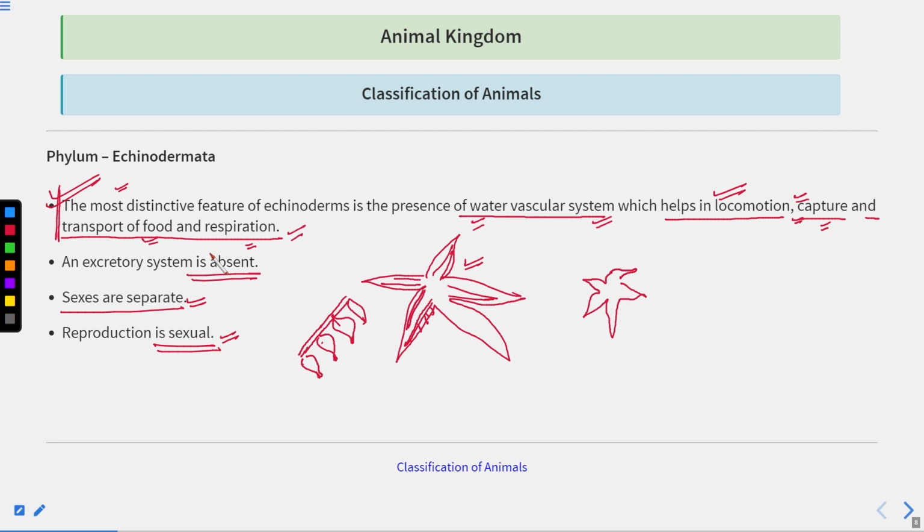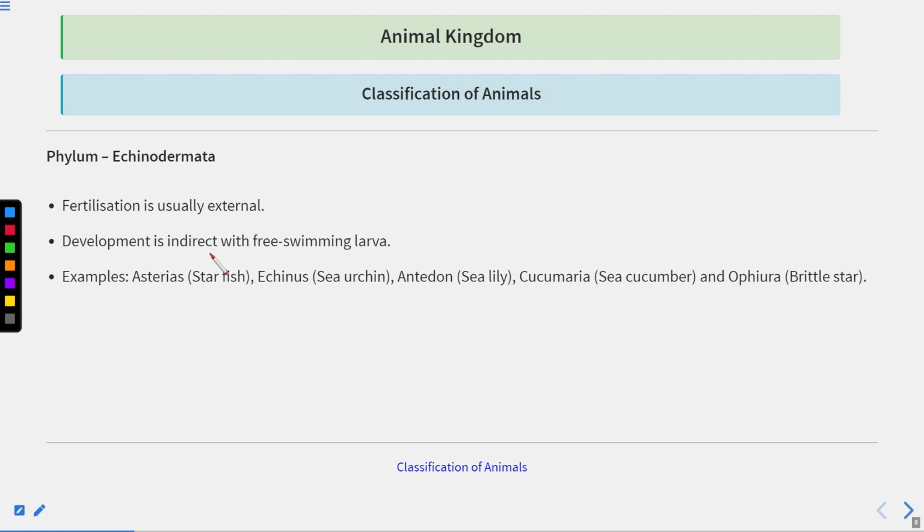Okay. Now, whatever phyla we have studied here, we see that every phylum has one or two unique features. So that you remember, that can be asked in the examination, right? And in this phylum, this water vascular system is very, very important.